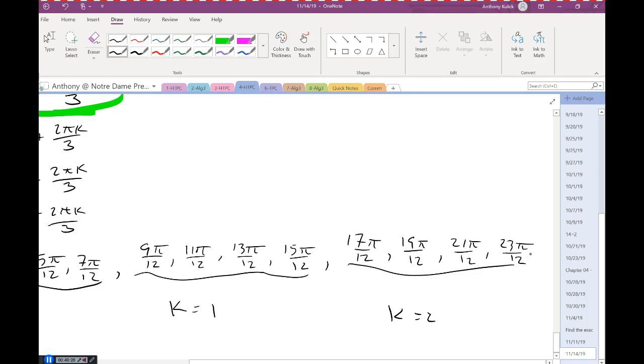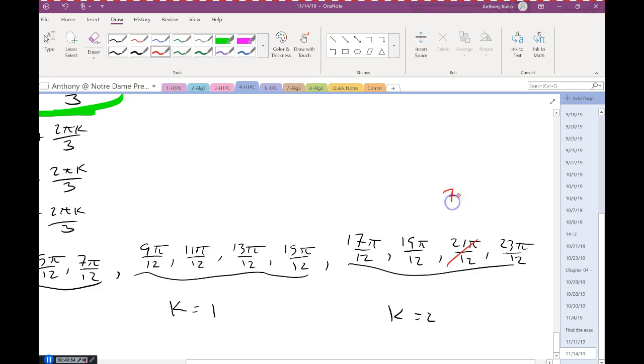All of those are still less than 2 pi, right? Everybody agree with that? 2 pi would be 24 pi over 12. They're all still less than that. If I add another 8 pi over 12, if I just look at the smallest one, I'd end up with 25 pi over 12, and that's too big. So I know I'm done right here.